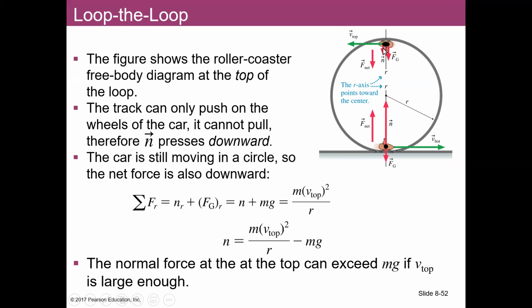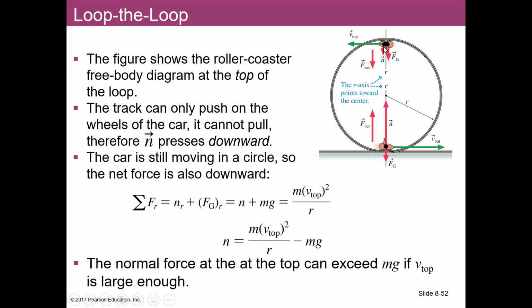But eventually it'll get to the point where the speed at the top is so small that the net force, which has to be pointing down, approaches the magnitude of the gravitational force, which would make the normal force 0. So at that certain speed, we call it the critical speed, because at that speed, you can barely take the turn. You're actually momentarily weightless.